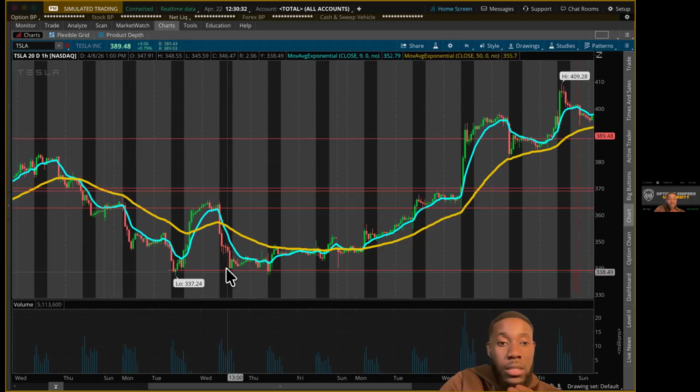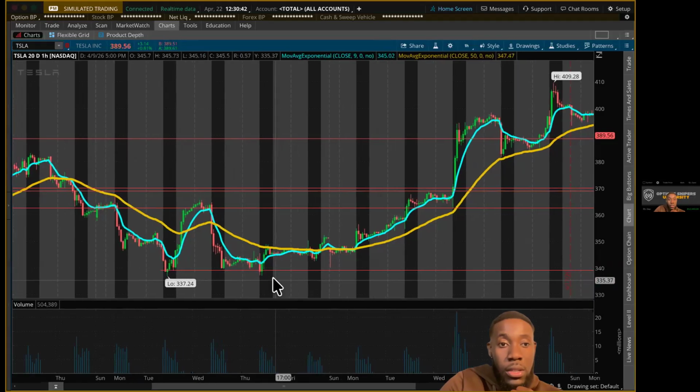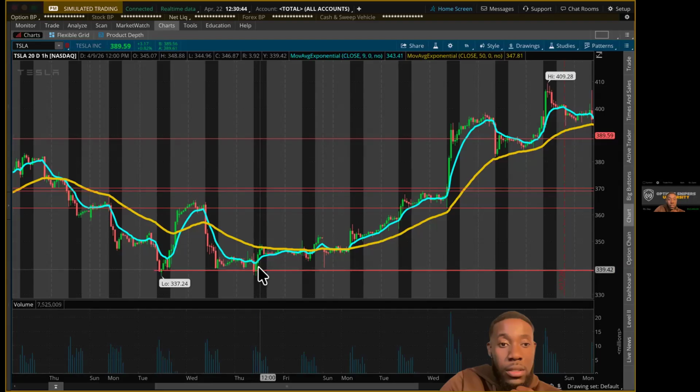And essentially what our stop loss would be is we would look to see whether or not we actually fall further below this 340 level. So if we believe that 340 is the support, we had a low of 337 here.